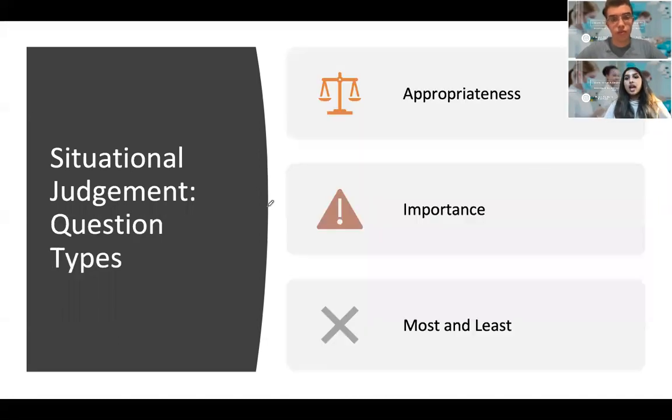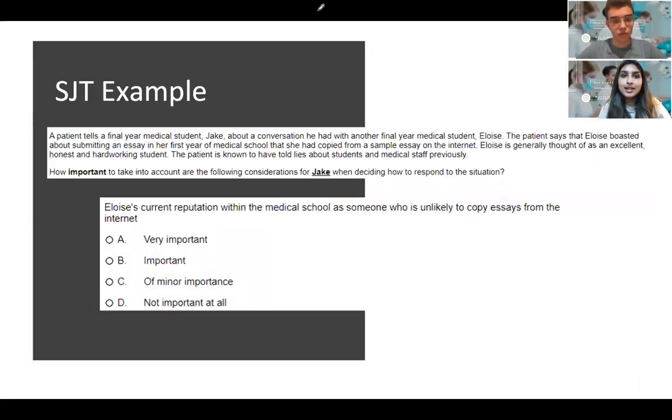Okay. There are three types. So there's appropriateness, so what you feel like the best action is, the most appropriate action. The next one is importance, so how highly would you hold a certain statement in terms of importance, and some of them might be ranked from most to least. Okay. So again, a couple minutes just to go through this example.